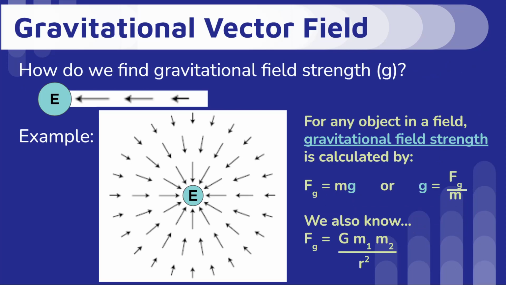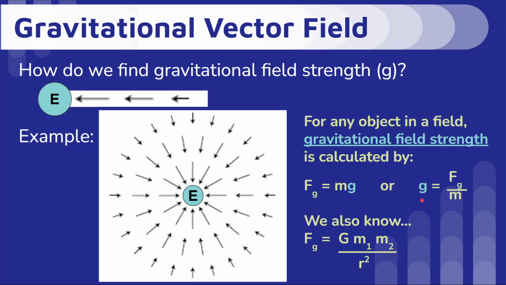Okay, so how do we find gravitational field strength? I said we're going to talk about that in our notes today. So we have this gravitational vector field. How do we determine the strength of our field? For any object in a field, gravitational field strength can be calculated by Fg equals mg, or if you rearrange that, gravitational field strength little g.